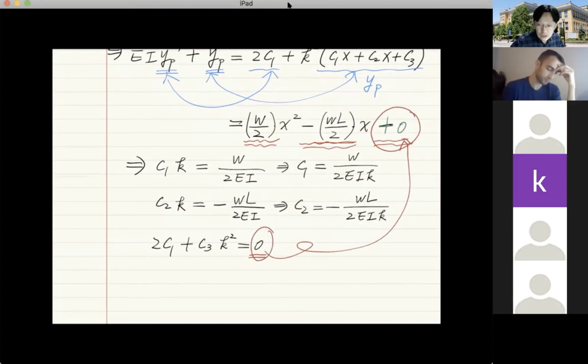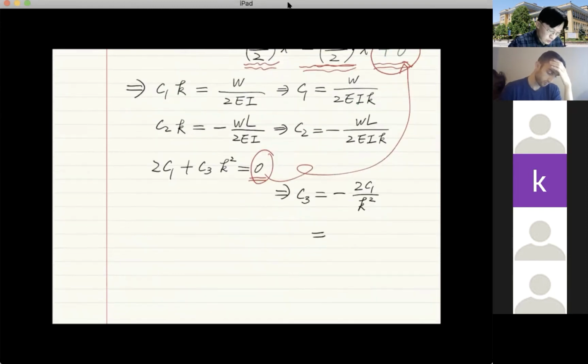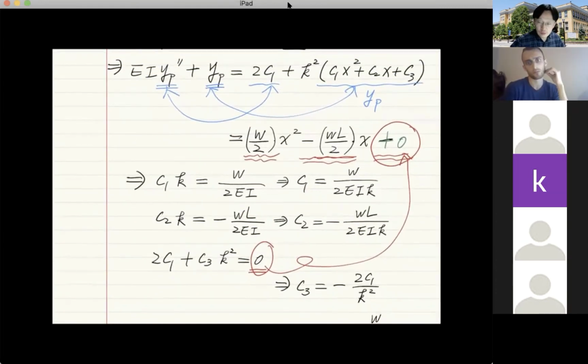Now we're going to use this condition to determine coefficient C3. From here, we know the expression of C1, so of course you can find the expression of C3. C3 equals negative 2C1 over K squared, which is negative W over EI over K to the fourth. So this technique is what we call comparison of coefficients.